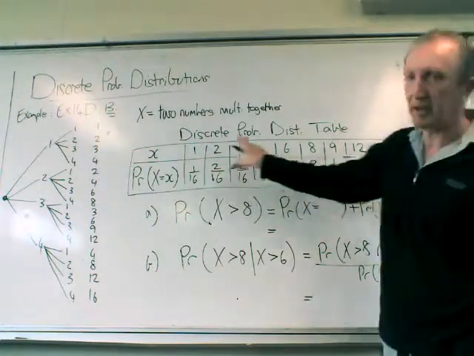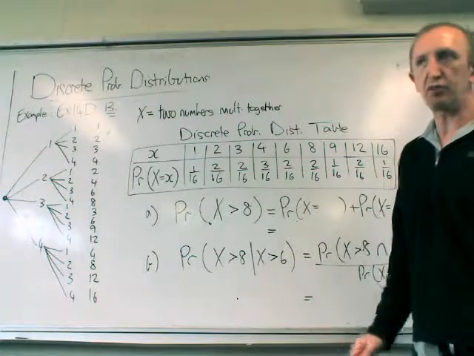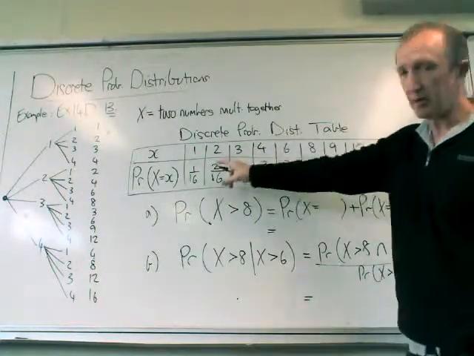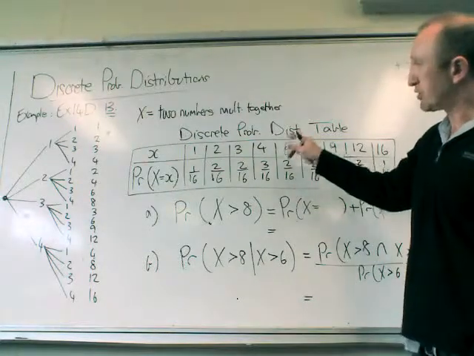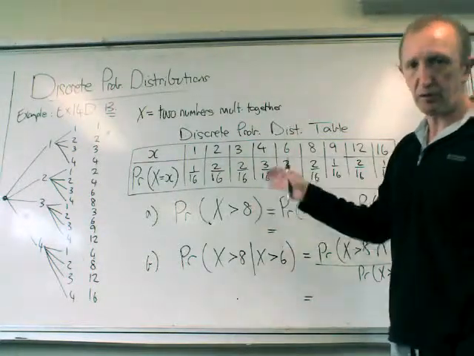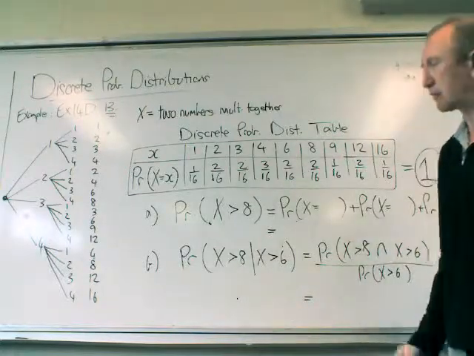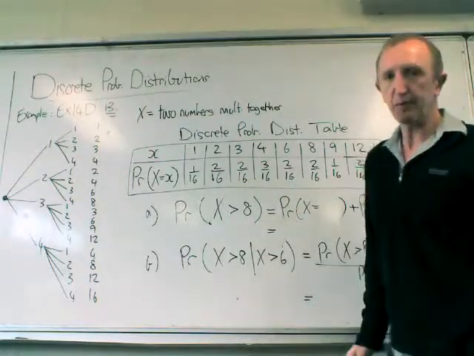Okay, so there's my discrete probability distribution table. Discrete, because they're discrete numbers. Probability, because we're talking about probabilities. Distribution just means how the probability is distributed across all the outcomes, and a table. Obviously a table. Let's see, how do we work out probabilities then?